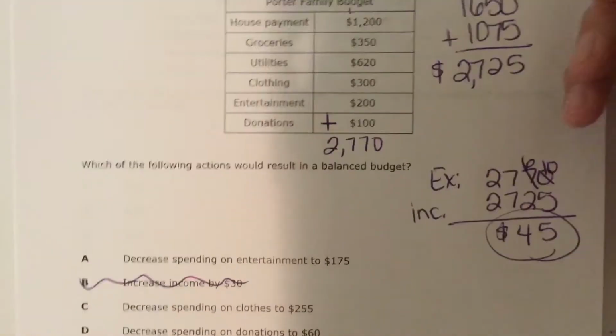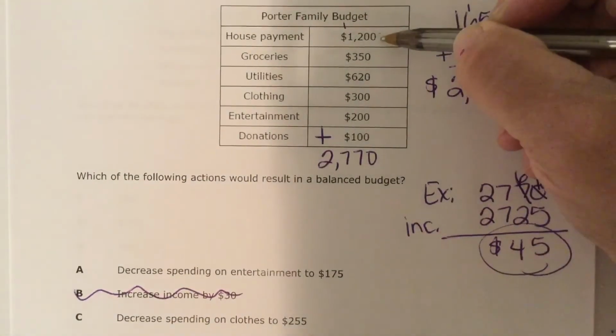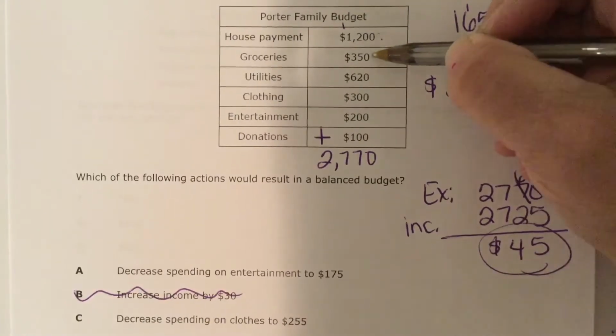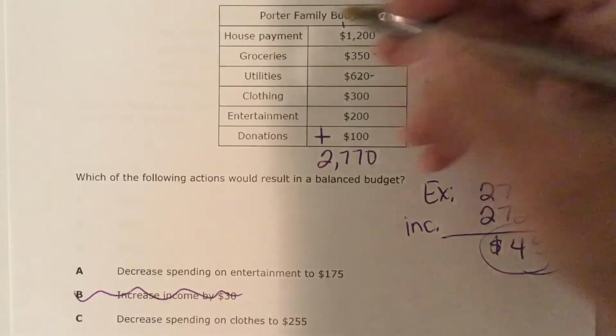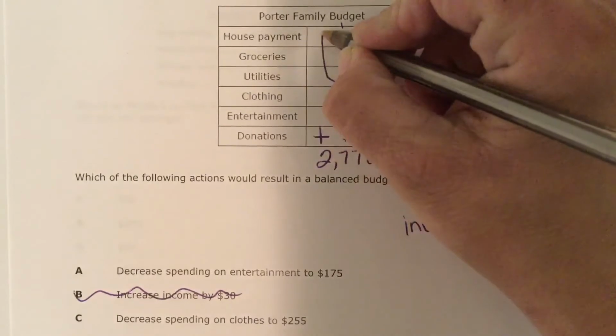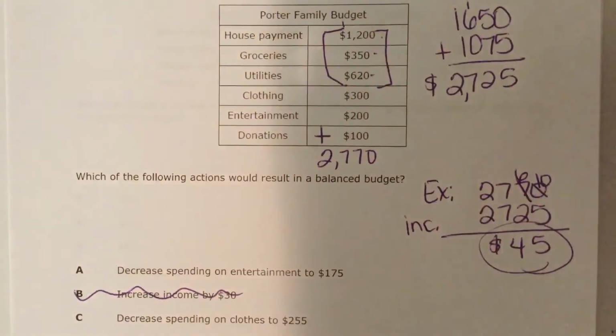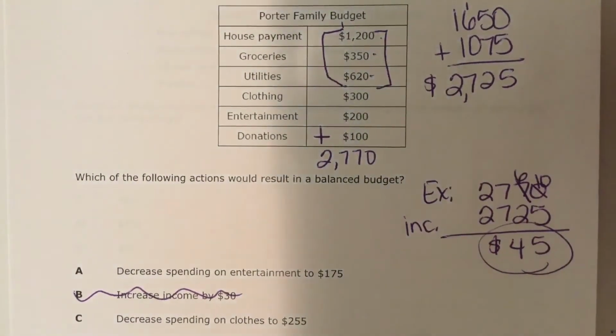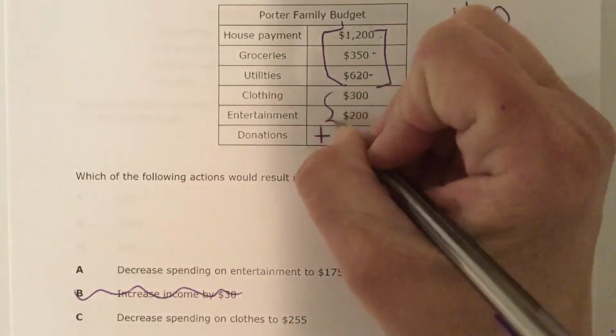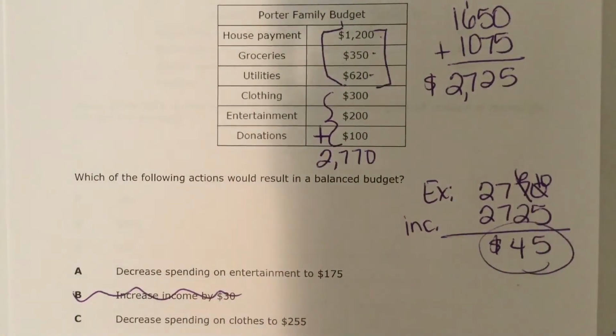All right, so the house payment is a non-negotiable. It stays. Groceries, utilities, these are all non-negotiables. They're set. We can't change those. Okay, these are our negotiables: clothing, entertainment, and donations.